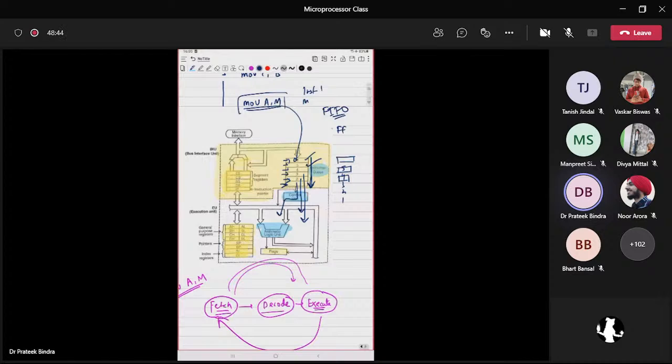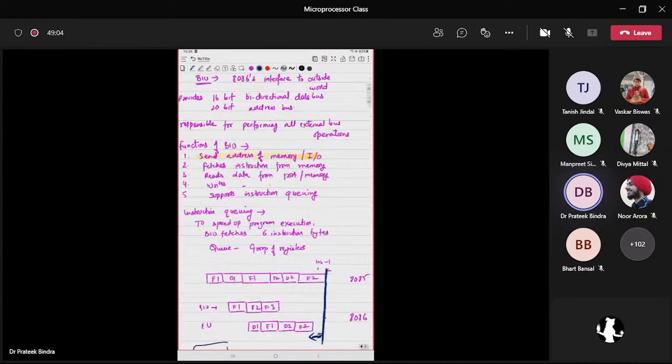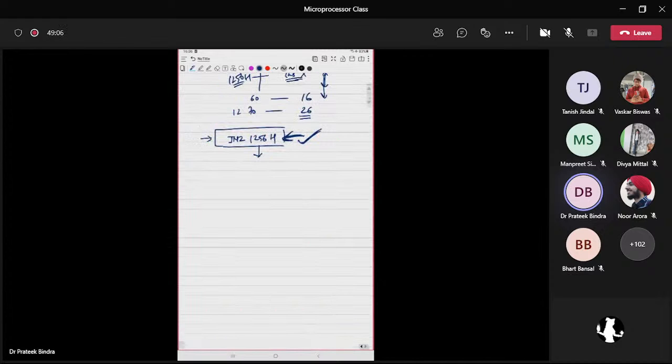And then your control unit, or rather the execution unit, will decode it. It will not decide, basically it will decode it, right? Decode basically means this MOV A, M will be converted into machine language, and it will see what that means. So there the concept of opcode comes into the picture, right? So what is the meaning of opcode? Now that I will tell you. Operational code.